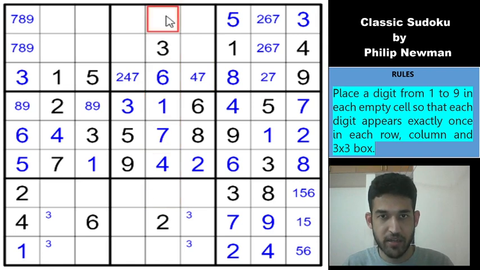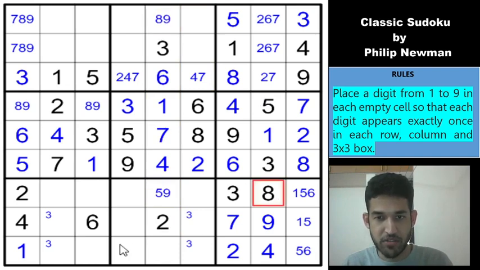So let me write the possible candidates. 5, 8 and 9 are remaining. So this is 8, 9. This is 5, 9 because of this 8 and this must be 5, 8 and 9.